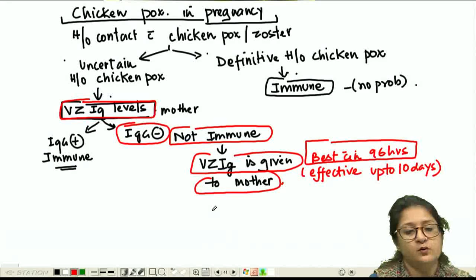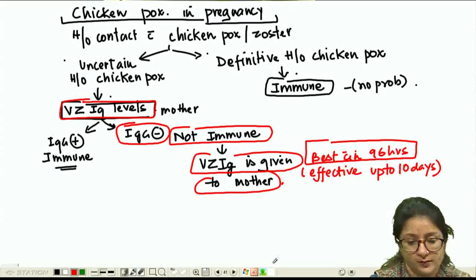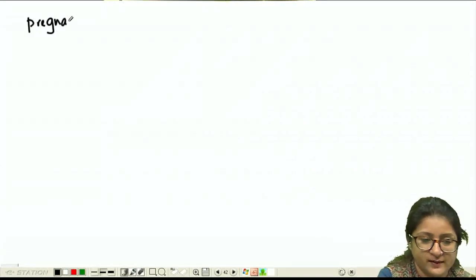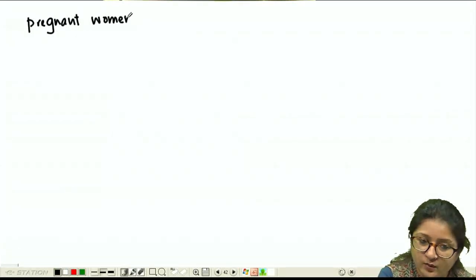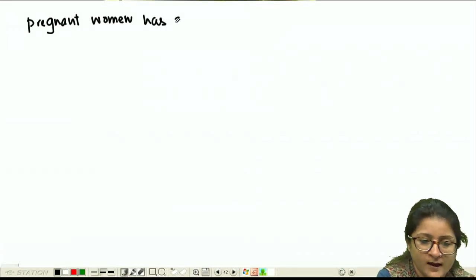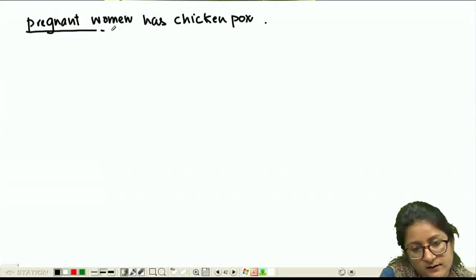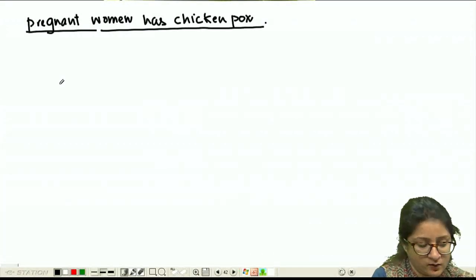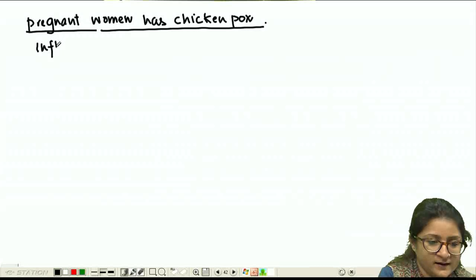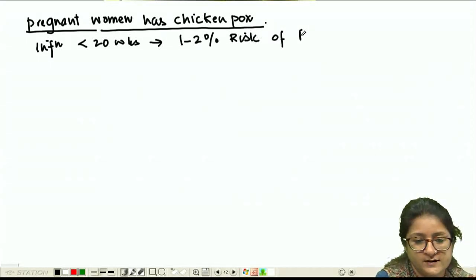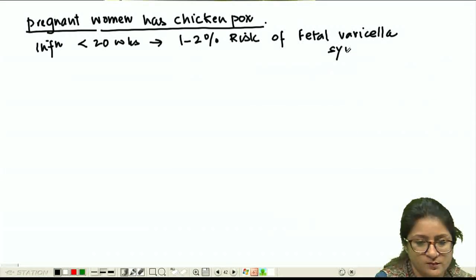Right. Now, the other situation is if a pregnant woman gets chickenpox. Then how is the course different? Once she gets chickenpox, the immunoglobulin and vaccine have no role. You have to remember that if the infection is at less than 20 weeks, there is 1 to 2% risk of fetal varicella syndrome, right?